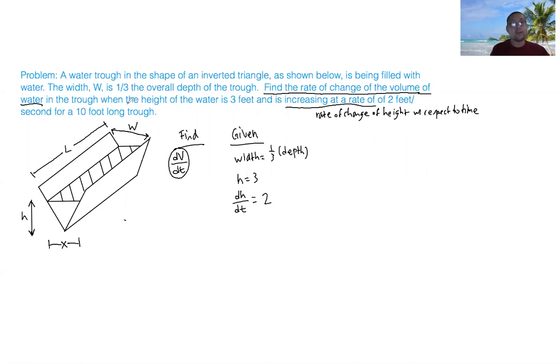And also for a 10-foot long trough. So they're also giving you L is equal to 10, okay? And so based on this information that you've been given, okay, let's see what we can do. Let's dive in now, okay?